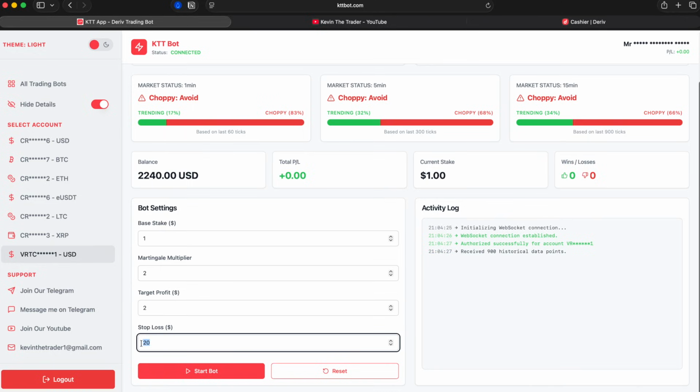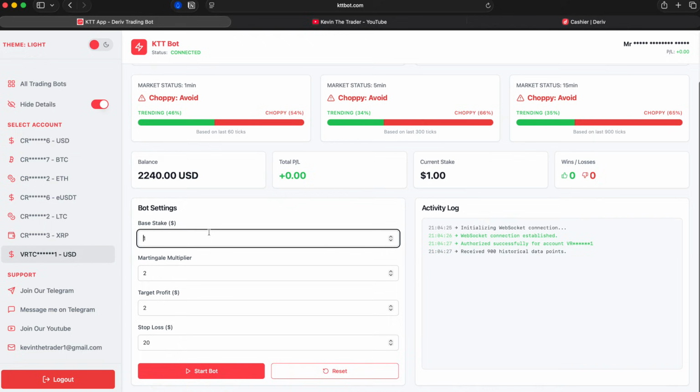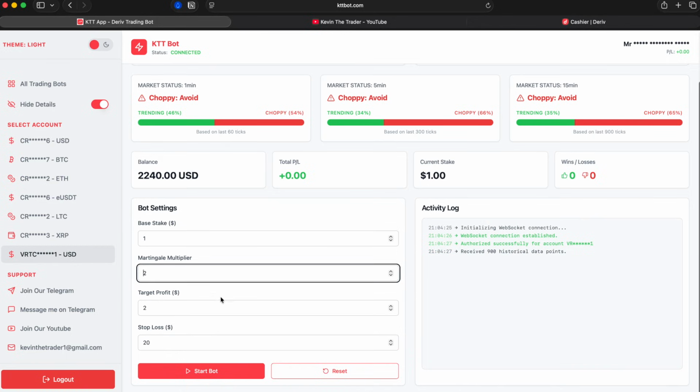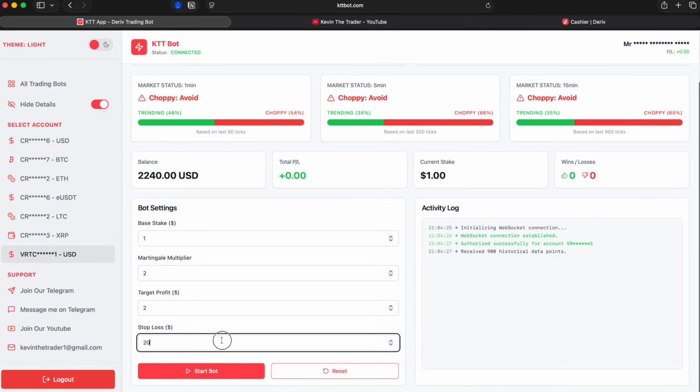Sometimes it can be up to 30. So if you only have $20 in your account and you have lost more than 5 times, the martingale will obviously go past your stop loss, and you can lose up to $30, if I'm not wrong. But you can just test it out and see what you're going to lose. So as you can see, this is our stake, this is our martingale, this is our target profit, and this is our loss.